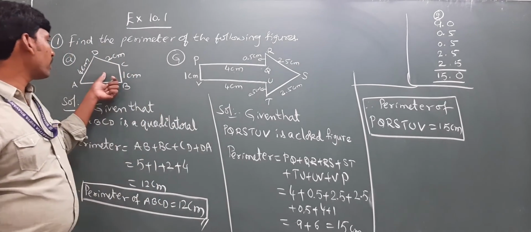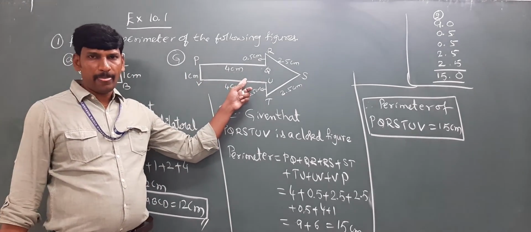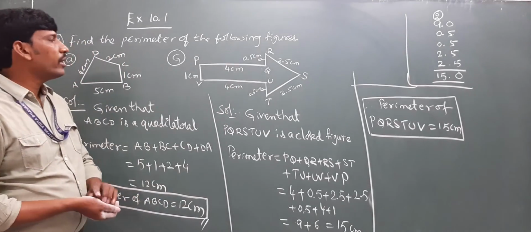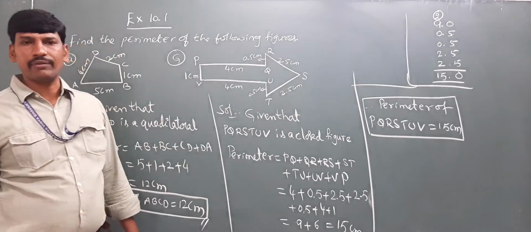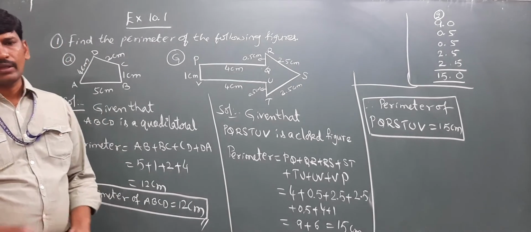See, this is a different figure. This is also a different figure. Just by adding all its sides, you will get the perimeter of the given figure. Okay? Right.